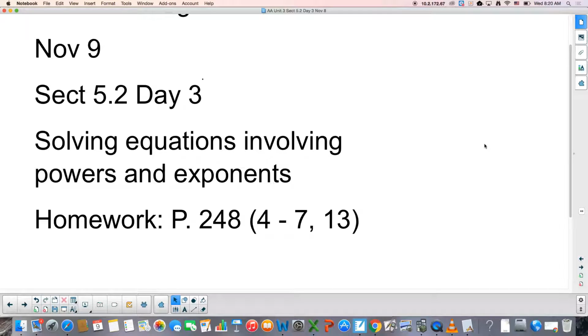Okay, so we're gonna finish up 5-2 today. We've done properties of exponents. Now we're gonna do equations. So we have to get some little vocabulary. I gave you a vocab sheet.